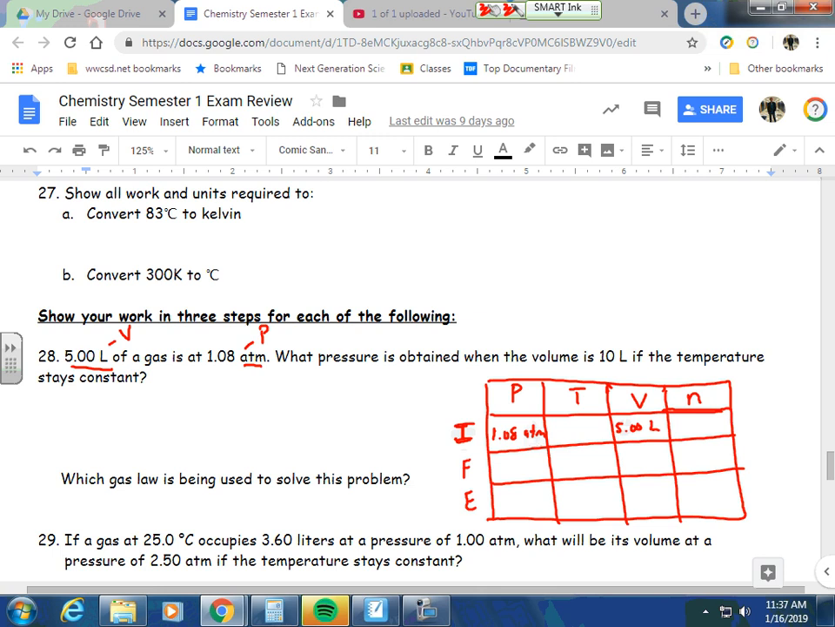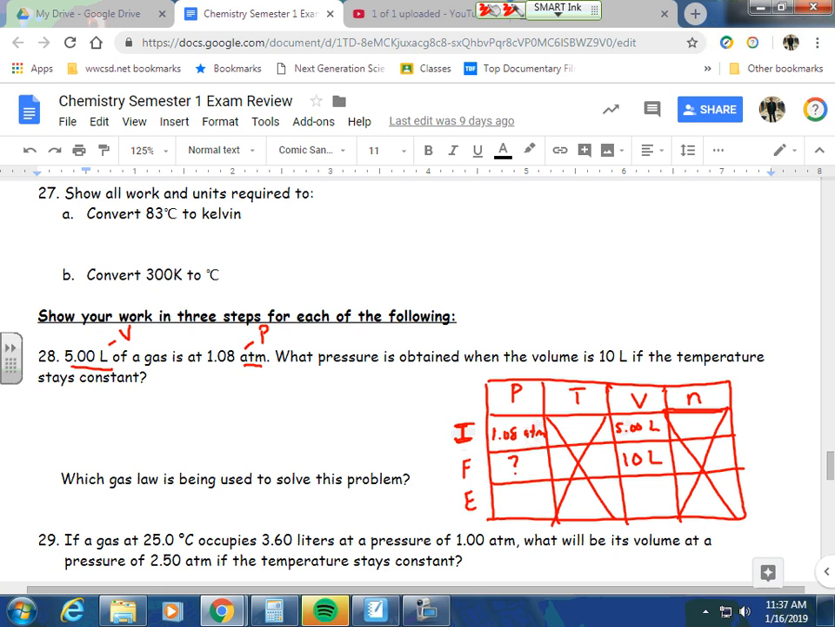What pressure is obtained when the volume is 10 liters if the temperature stays constant? So they're telling me temperature stays constant, so I can ignore it. They're also not saying anything about the amount of gas changing, so I'll cross that out as well. It says what pressure, so some new, final pressure, I'm going to put a question mark. I don't know what that is, obtained when the volume is 10 liters.